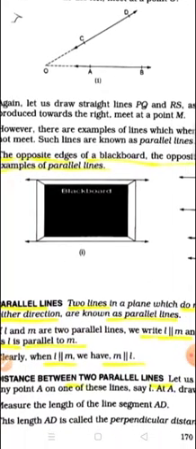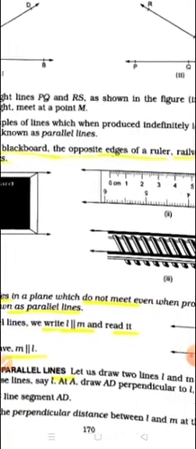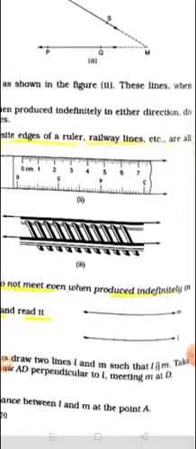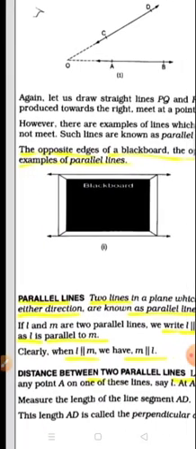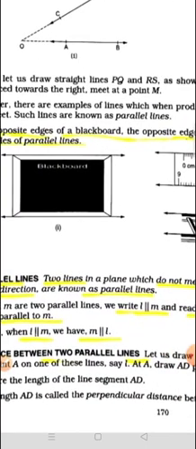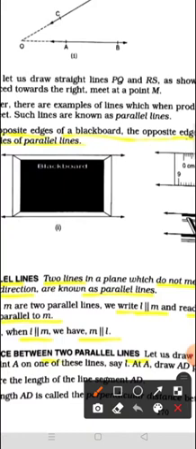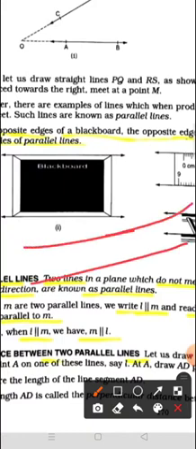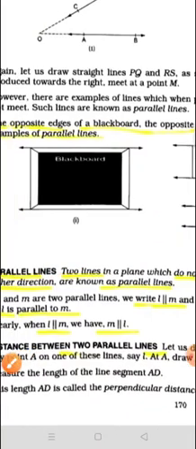Parallel lines, its definition: two lines in a plane which do not meet even when produced indefinitely in either direction are known as parallel lines. It means two lines which never meet at a point when produced. Then it is a parallel line.